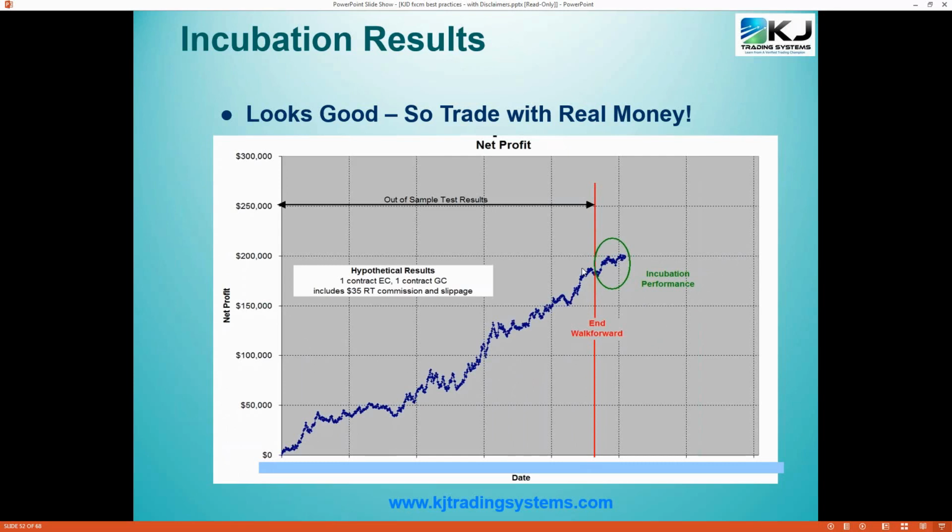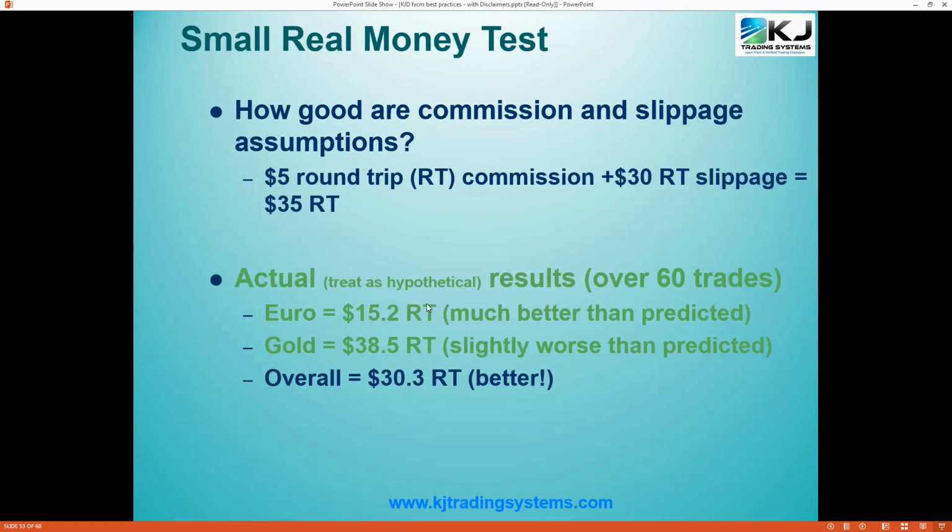What happens sometimes, especially for people who develop wrong, is the strategy just goes down right past that red line to the right of that red line, and it just, boom, collapses. That's what you've got to watch out for. So you might also have to run a real money test to make sure your slippage and commissions are better.